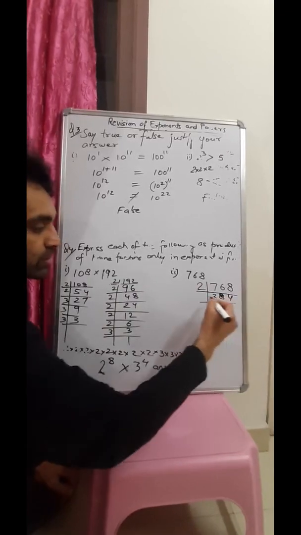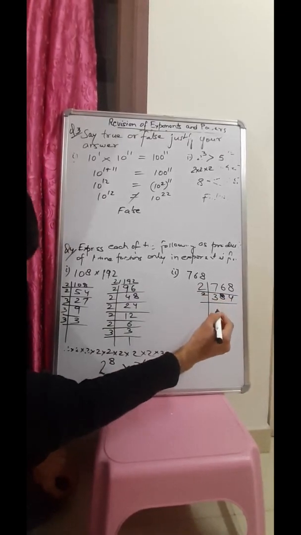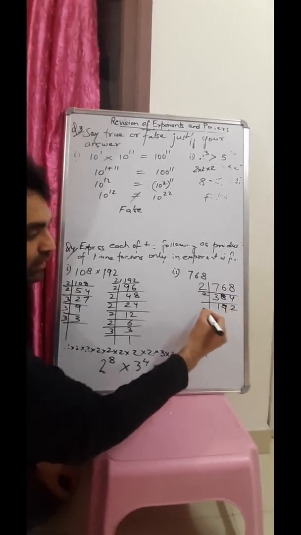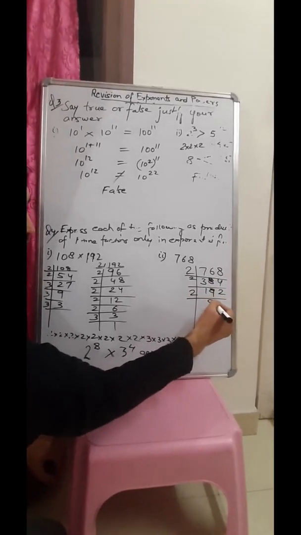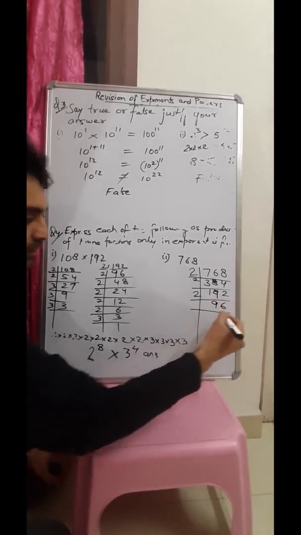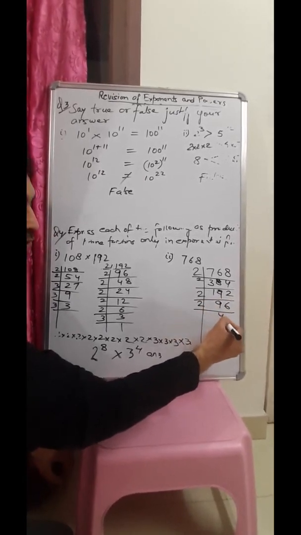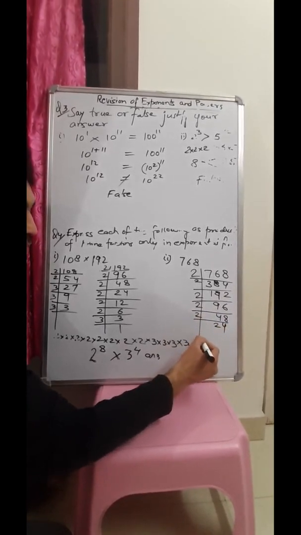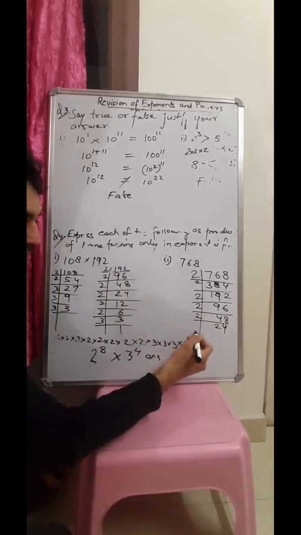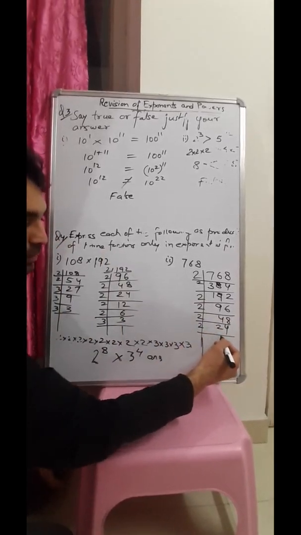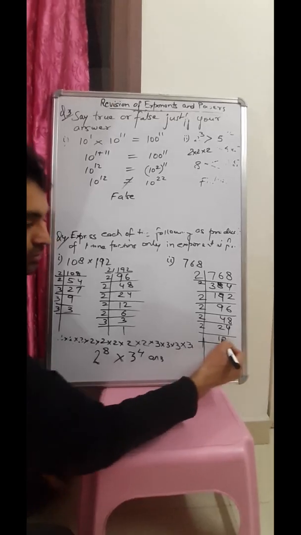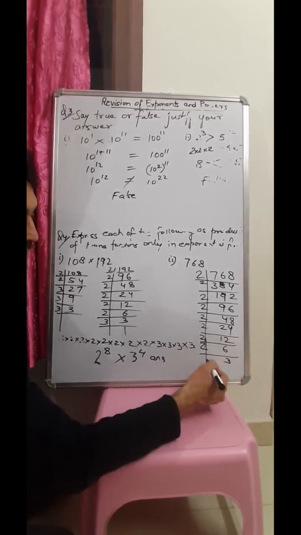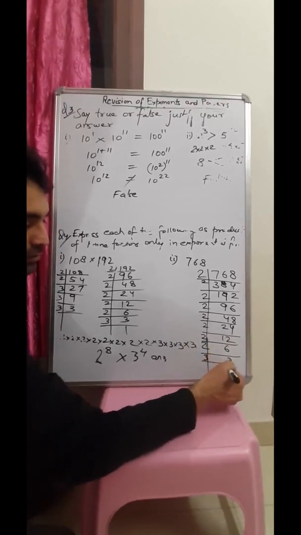384. Again you can divide this by 2, you will get 192. And again you can divide 192 by 2, you will get 96. Again it is an even number, you can divide by 2, you will get 48. 48 divided by 2 gives you 24. Again you can divide by 2, you will get 12. Again you can divide this by 2, you will get 6. Again by 2 you will get 3, and 3 comes in the table of 3 only.